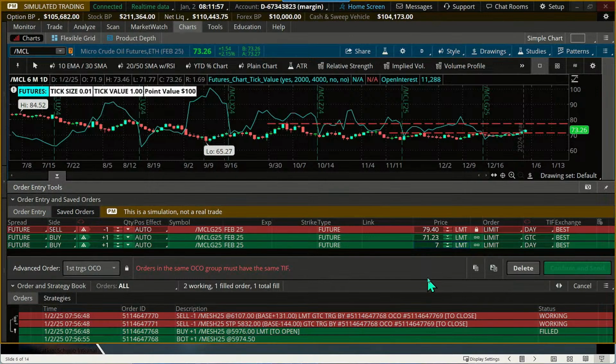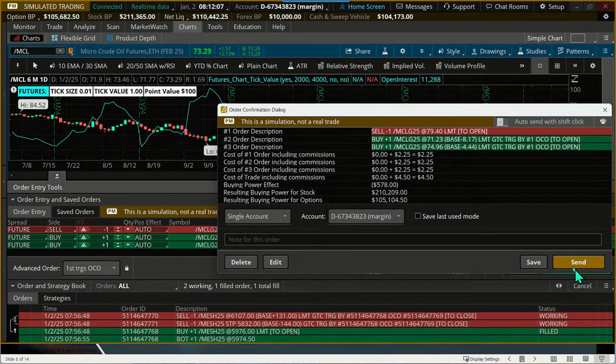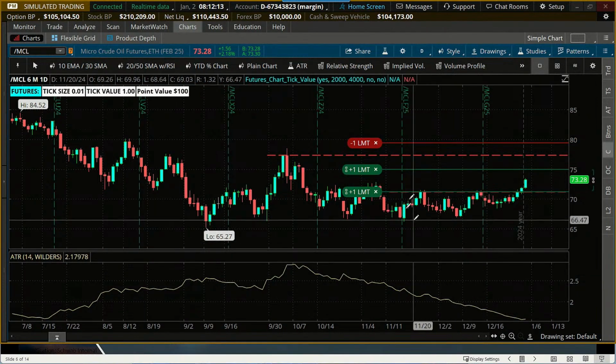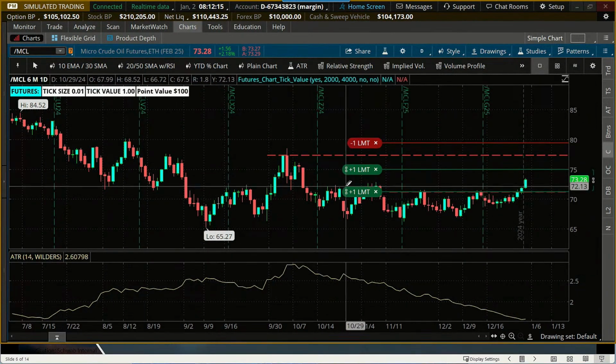My stop price, this is the bad scenario, if it goes up, remember we're banking on this going down, is 74.96. Okay, and that's going to be good to cancel as well. I'm going to confirm and send that. Okay. All right. So there we go.